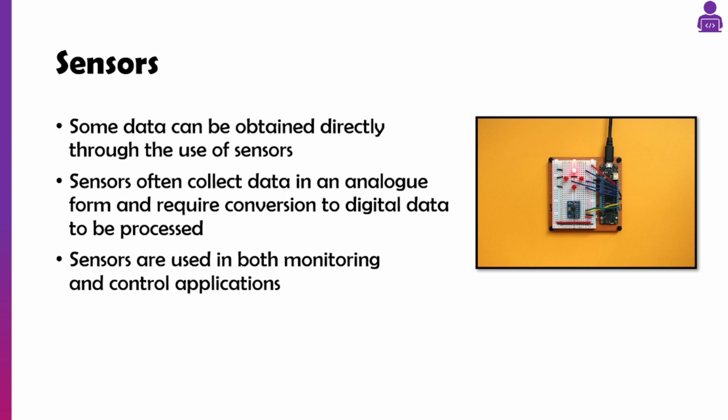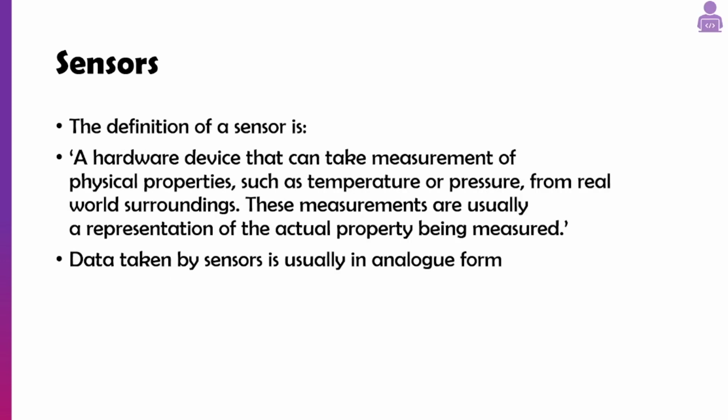Sometimes as well, we want some data that's obtained directly through the use of sensors. So you might have a temperature sensor, you might have a moisture sensor that can automatically either send data or be using a control system to turn a fan on, for example, if it's too warm. That's when you have a control or a monitoring system.